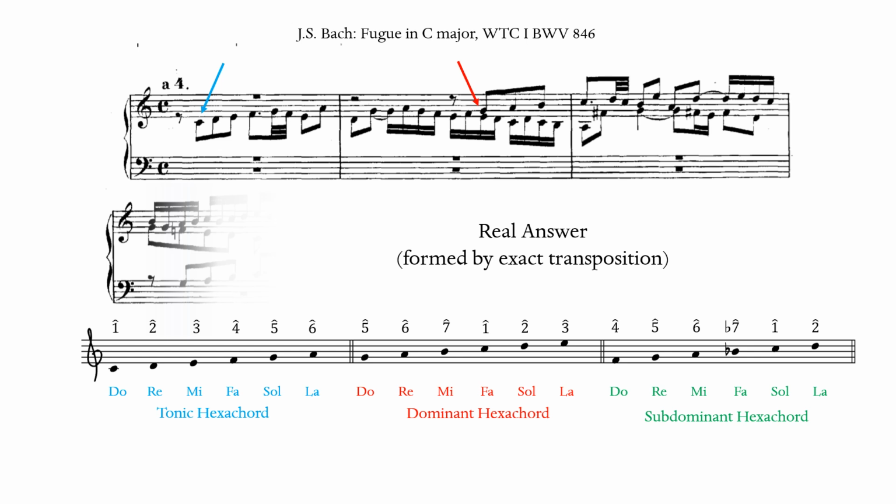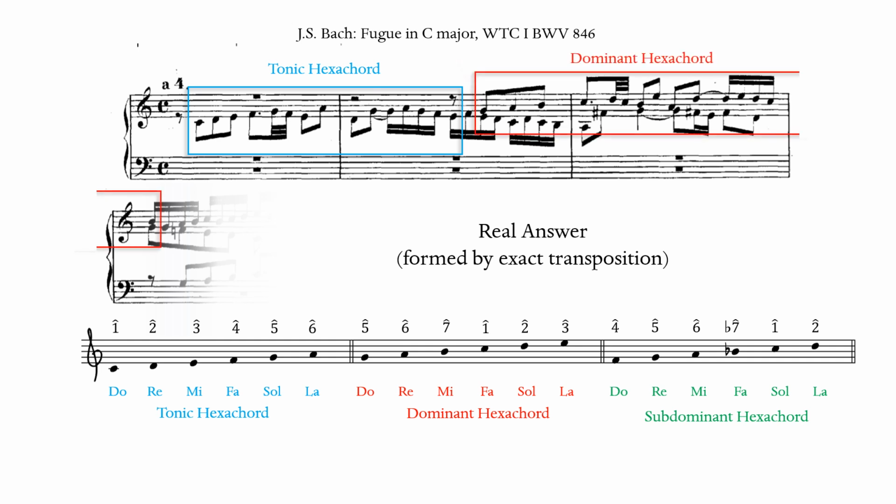Bach is able to form a real answer for his fugue because his subject begins on scale degree 1 and only moves through the melodic space of the tonic hexachord, while the answer begins on scale degree 5 and moves through the dominant hexachord. This means that the solfège syllables of the subject and answer are identical, simply transposed from one hexachord into another, and all of the half and whole steps will therefore line up perfectly.